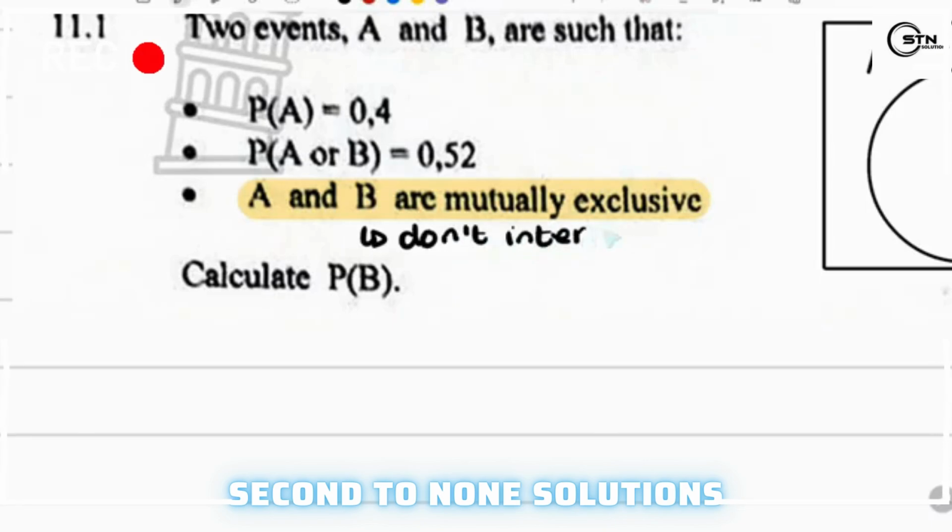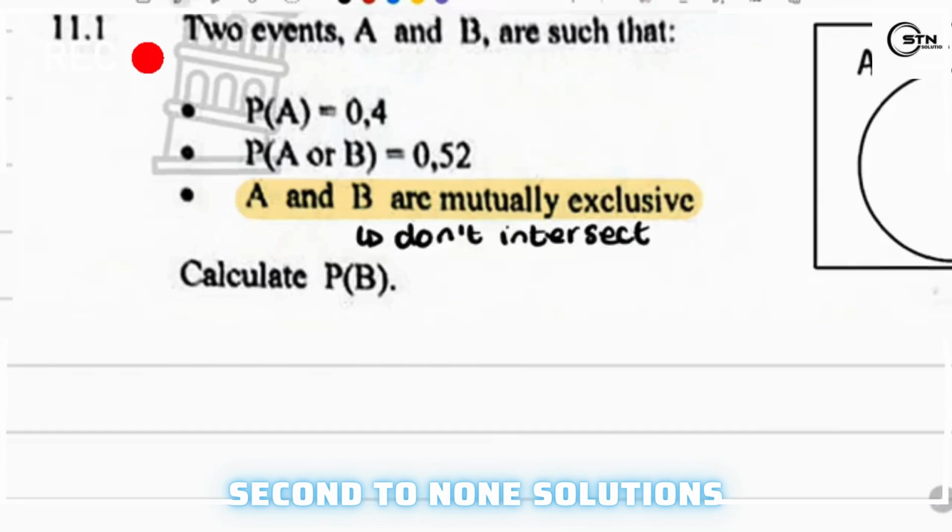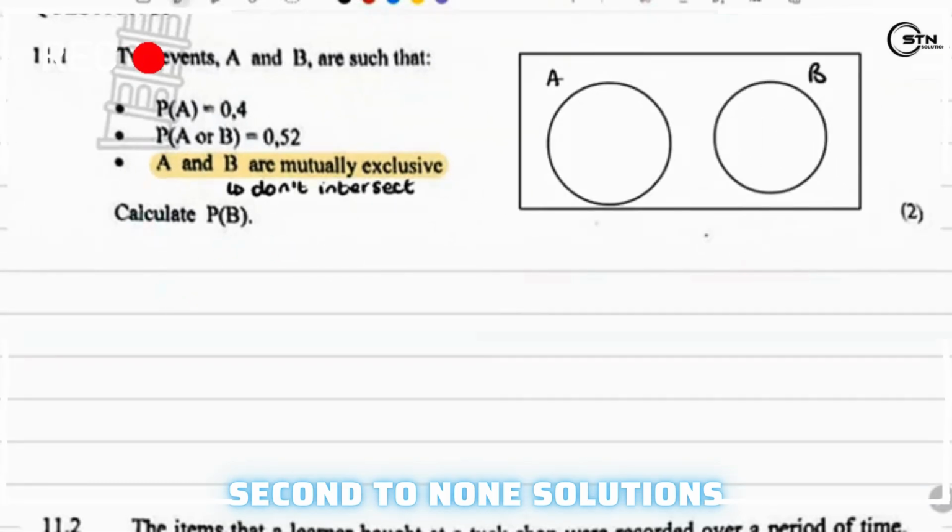So what does that actually mean in probability? If things do not intersect, then the probability of A and B is 0. There is no event where these two events are happening together. So we can use this now to actually find the value of the probability of B.